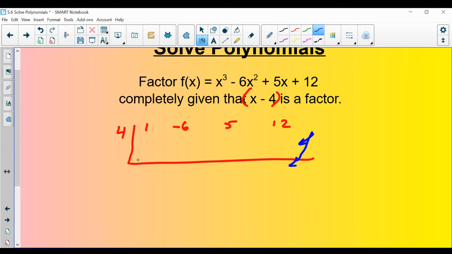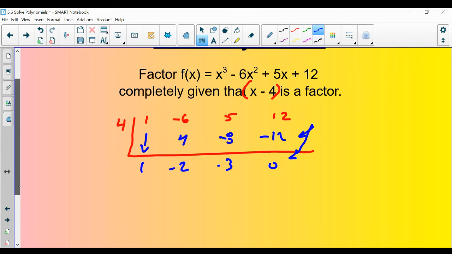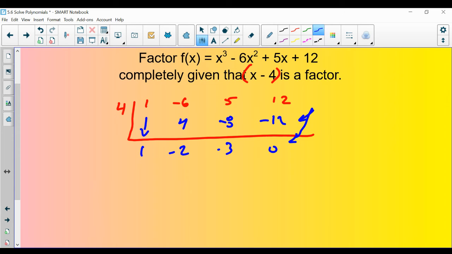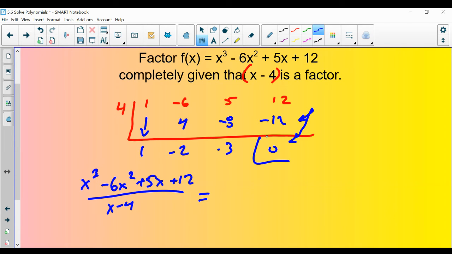So let's try it. Drop the first number down, 1. 4, -2, -8, -3, -12, 0. We did successfully get 0 there. So what we're really saying here is that x to the third minus 6x squared plus 5x plus 12 divided by x minus 4 is equal to, okay, here's our remainder. We don't need it. This one gets no x, this one gets an x, this one gets x squared, is equal to x squared minus 2x minus 3, right? We took this statement, divided it by x minus 4, and our answer was x squared minus 2x minus 3.